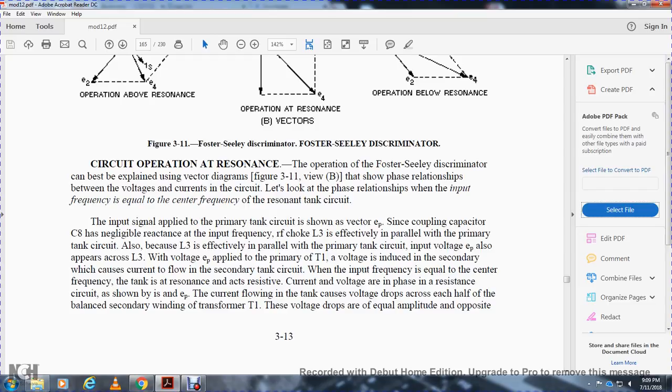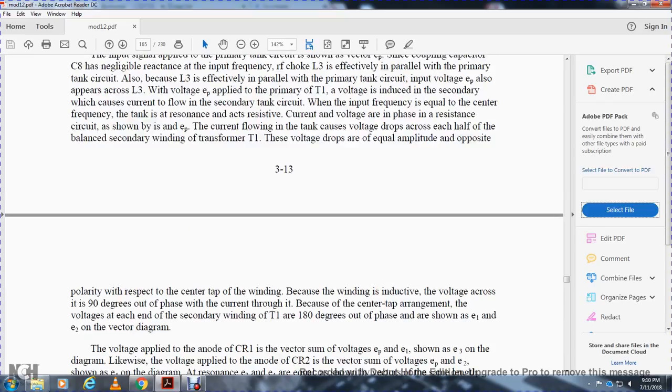which causes current to flow in the secondary tank circuit. When the input frequency is equal to the center frequency of the tank's resonance, the current is resistive, in phase with the voltage, as shown in the primary tank circuit. The current flowing in the tank circuit causes a voltage drop across each half of the balanced secondary winding of transformer 1. The voltage drops have equal amplitude with opposite polarity with respect to the center tap of the winding.